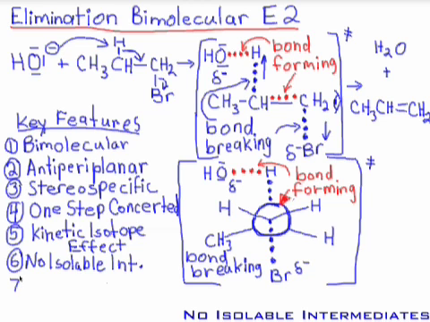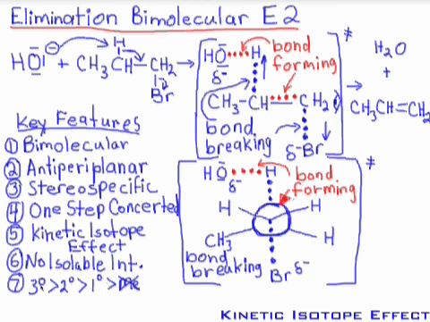Number 7. Tertiary is faster than secondary. It's faster than primary. Which of course is faster than methyl. Methyl cannot form alkenes. So for this mechanism, methyl is not important. So methyl actually doesn't happen. Now we have to explain this trend, but let's assume that trend is true and go back to kinetic isotope effect. We have a problem here.